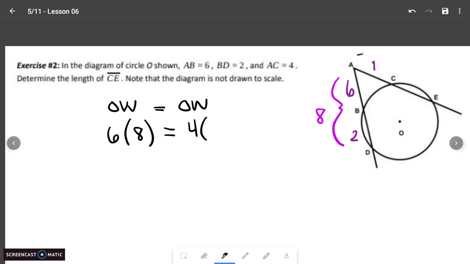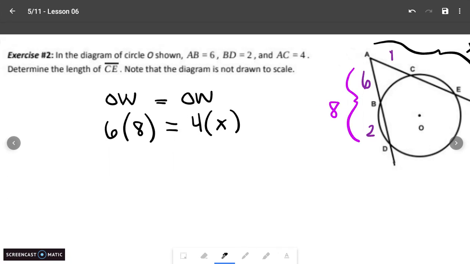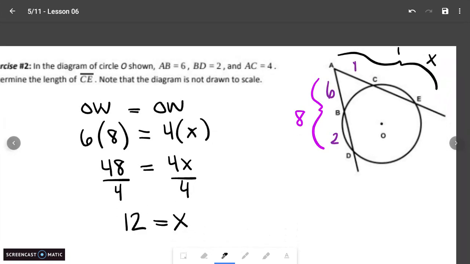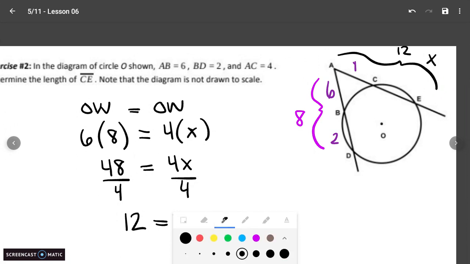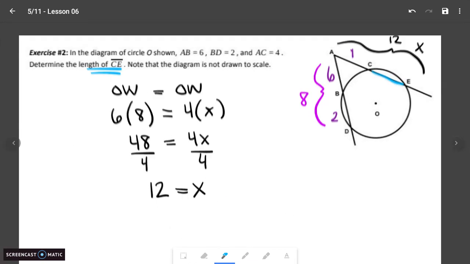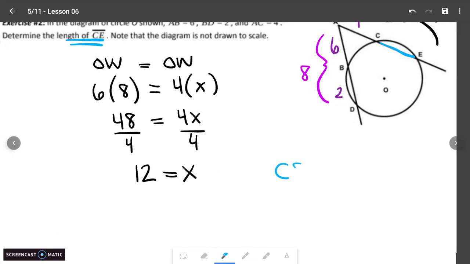Let's say I just call this whole thing x for a second. So the whole that I don't have is x. When I multiply, I'm looking at 48 equal to 4x. I'll divide both sides by 4. 12 equals x. So remember, that whole thing is 12. Be careful, because we're not looking for that in this case. We're looking for CE, this piece. So to finish this off, CE is equal to the whole thing subtract the outside piece. So CE is equal to 8.